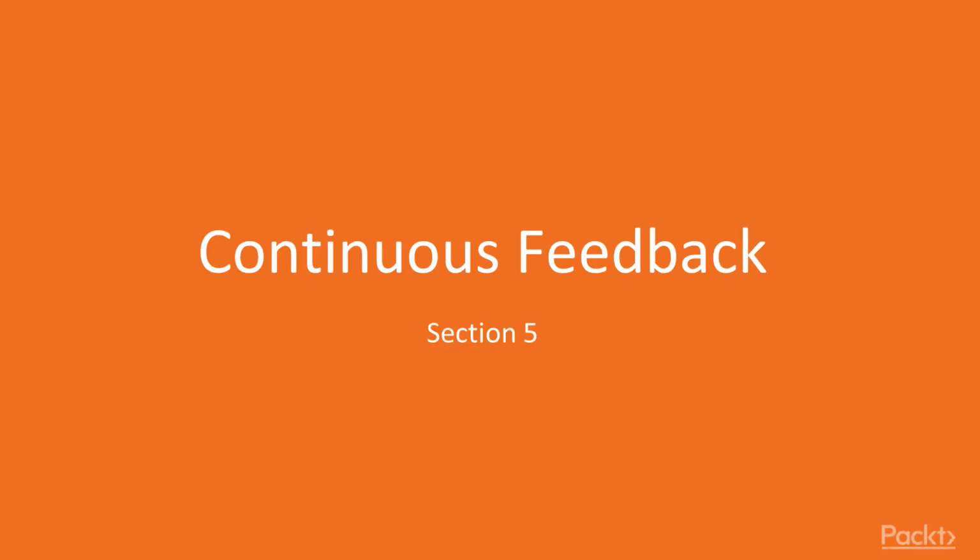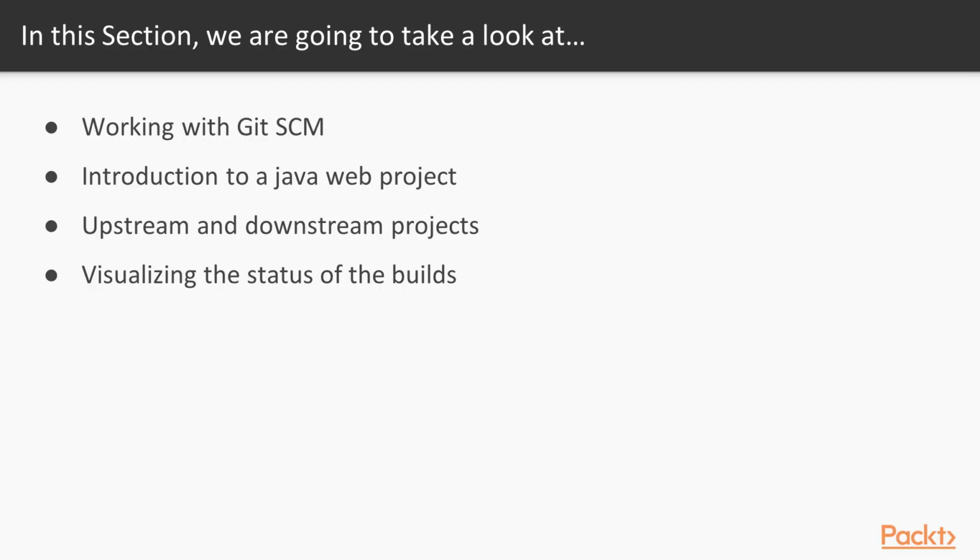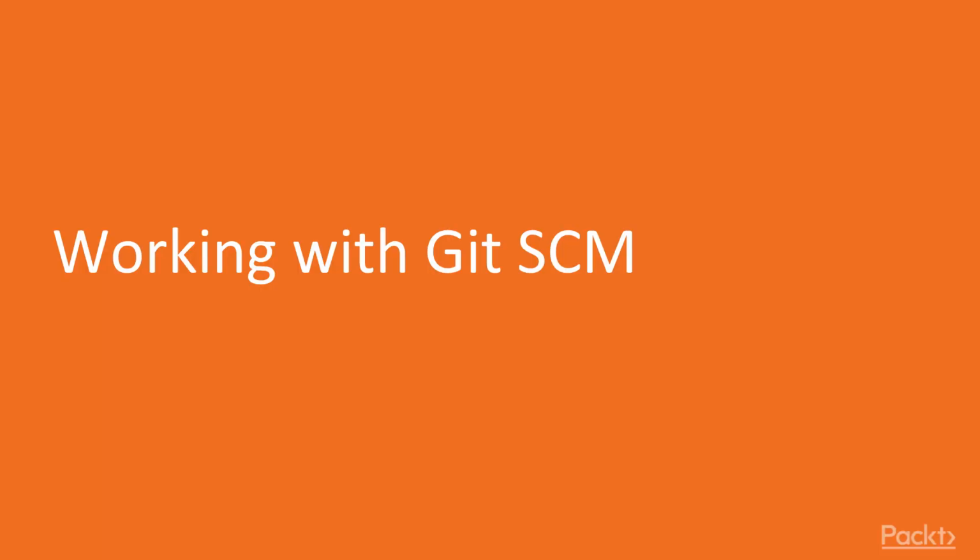Welcome to the fifth section of this course, Continuous Feedback. In this section, we are going to integrate Jenkins with Git SCM, give an introduction to a Java web project, then configure our Java project to build using upstream and downstream projects, and finally, visualize the status of the builds. This is the first video of this section, Working with Git SCM.